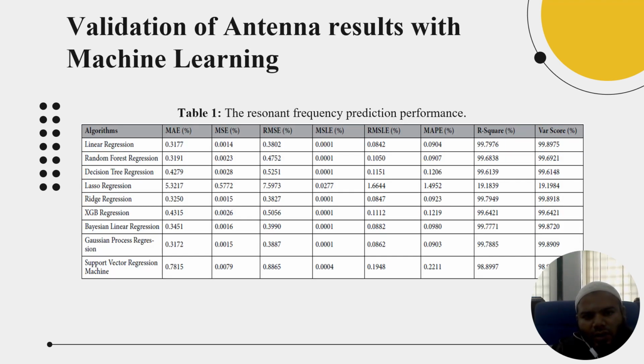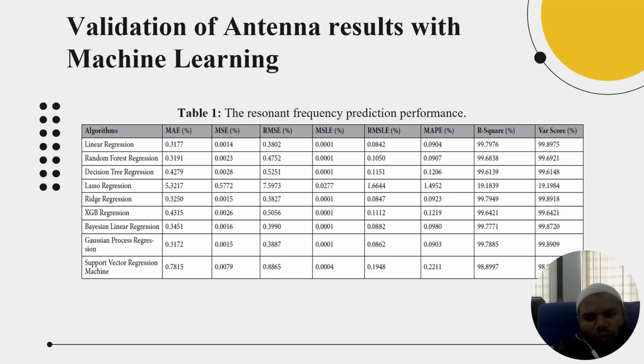And actually these are the tables for the validation of the antenna results with the machine learning, because we predict two things. First one is frequency and second one is the gain. So this one is the table for the frequency prediction. Here we can find the MAE, MSE, RMSE. These are all the errors, like MAE is the mean absolute error. When the error percentage is lower, that means it is very good.